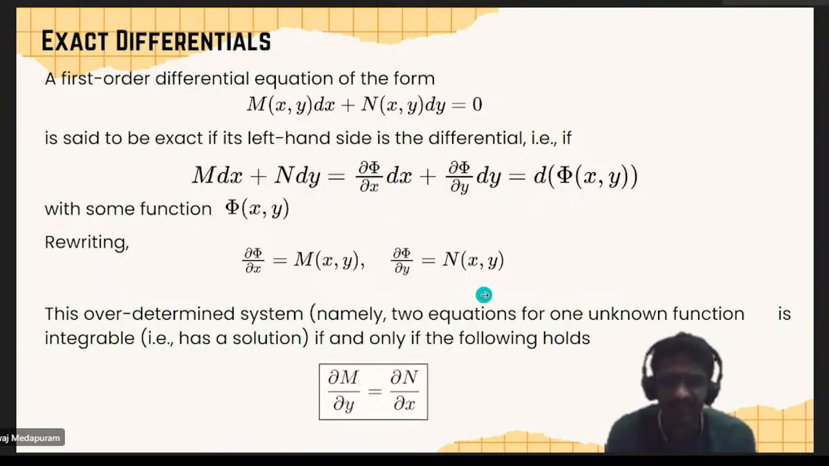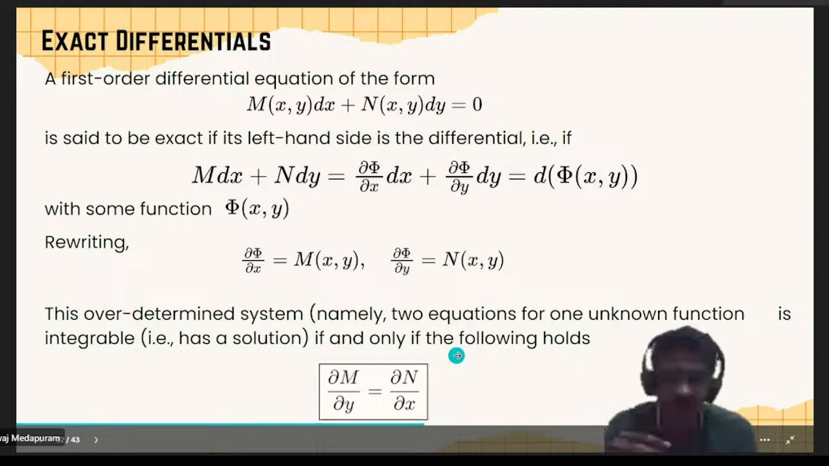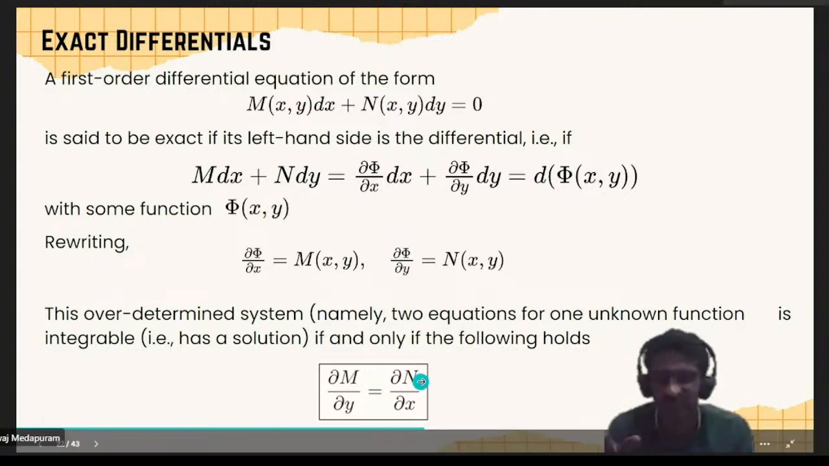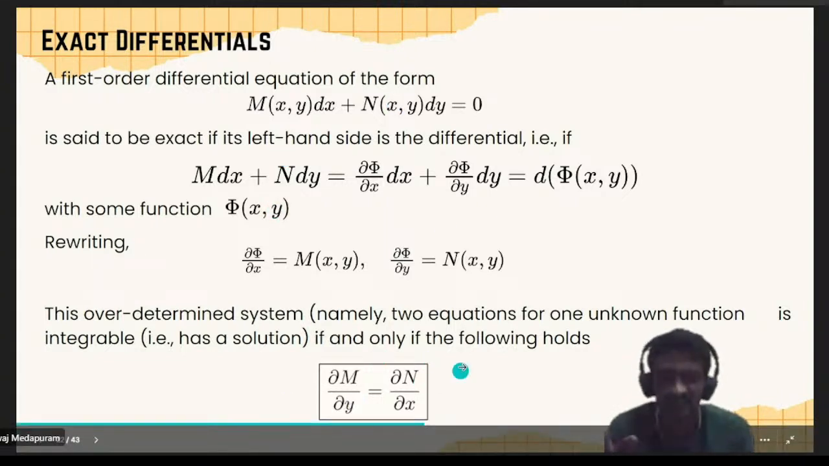So that is the complete motivation behind exact differentials. And to obtain a potential for the electric field, the condition that the electric field must satisfy is that it should be conservative. And for conservative, we have the condition that the y derivative of the x component of the electric field is equal to the x derivative of the y component of the electric field. This is the condition we obtain here.